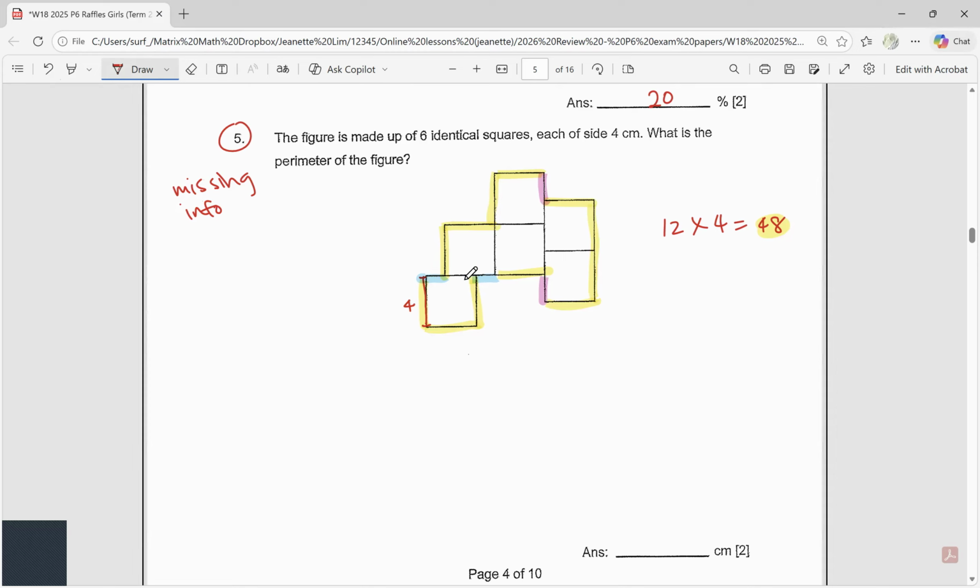Okay, what information we need is probably either one side of this, one of the blue ones, or how much they are overlapping by. Same for this, I don't know how much they're overlapping by, so I'm not able to tell how much is jutting out. That's missing information, might have been removed when it was scanned. So this question cannot be solved just based on whatever is given here.